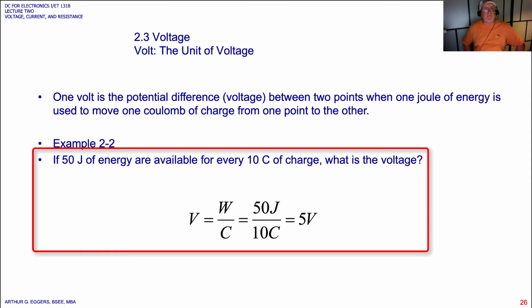So let's look at the mathematical relationship that we just defined in the previous slide. If we have 50 joules of energy available for every 10 coulombs of charge, what's the voltage? So we set this up mathematically. Work per unit charge, 50 joules over 10 coulombs, and that gives us now our new unit of voltage of 5 volts.